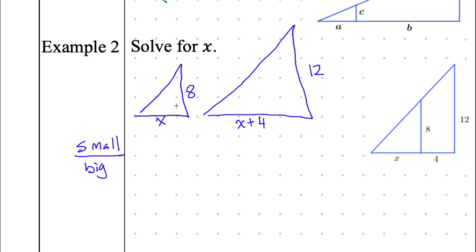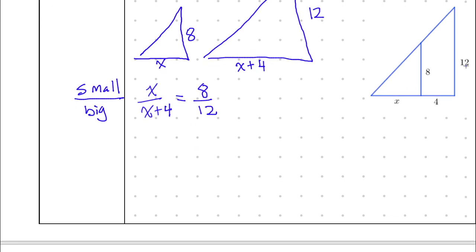So small is this small triangle. So it's x over x plus 4. That's not a 4. Is equal to this other length, 8 and 12. 8 over 12. All right, so from here, I'm going to cross multiply. Cross multiplying this direction gives me 12x. Cross multiplying the other direction gives me 8 times the quantity of x plus 4. And then from there, I need to distribute the 8. I get 8x plus 32.